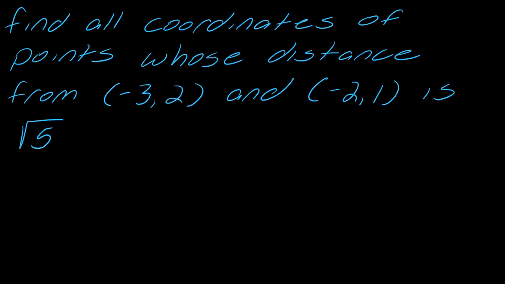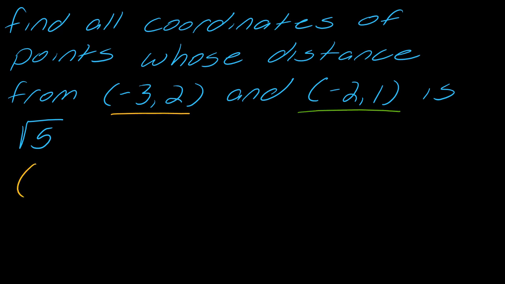Okay, so let me show you two examples. So let's find all coordinates of points whose distance from (-3, 2) and (-2, 1) is the square root of 5. Okay, so first of all, you have to read these problems as circle equations. These are two separate circle equations. So this is one circle, this is another circle. These are the centers, okay?